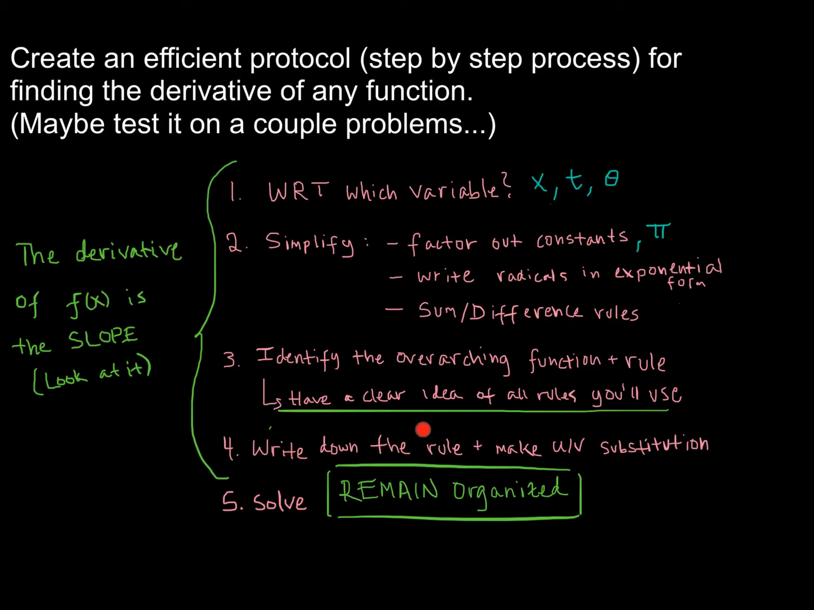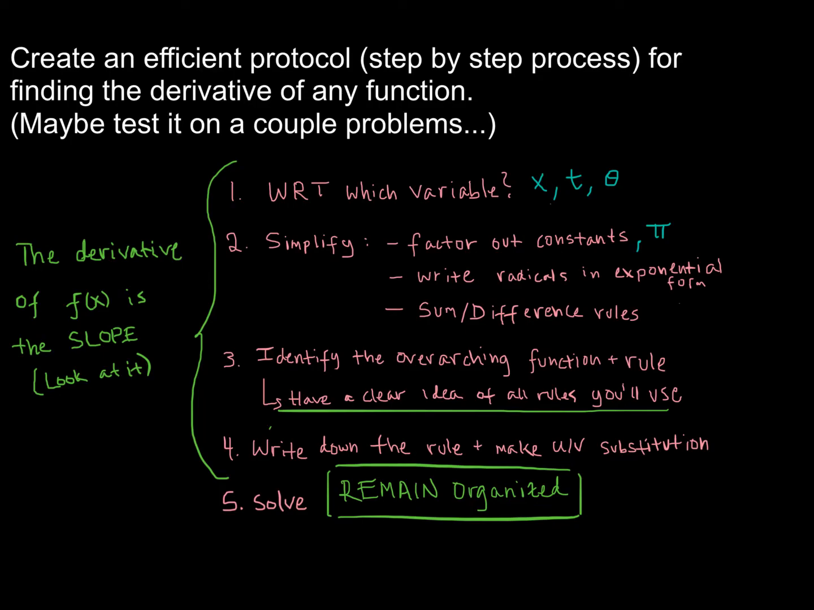Then I write down the rule, that's the overarching function rule that I have decided on, and I make a u/v substitution if I need to. This all depends on how you feel best organized. I think this can be really helpful. Sometimes you can just label what u and v are going to be, but if you actually say u is this, v is this, and then you write down your rule with u and v, you can literally just plug them back into your rule, and that can really help you stay organized. But it's important to write down the rule as a reference so that you don't forget.